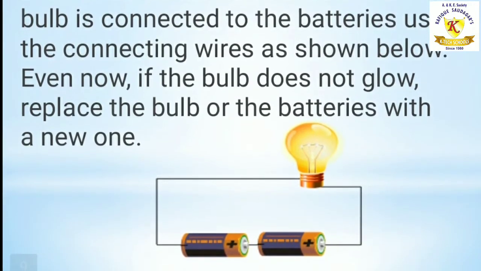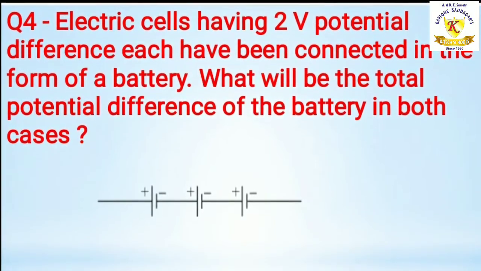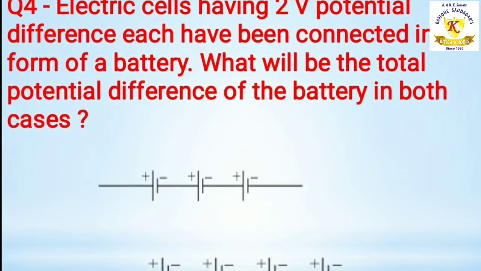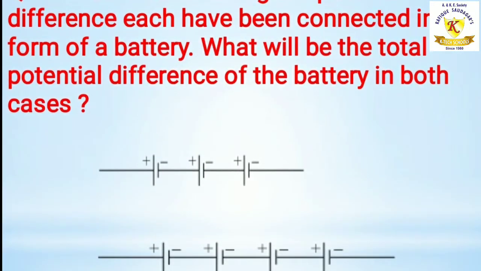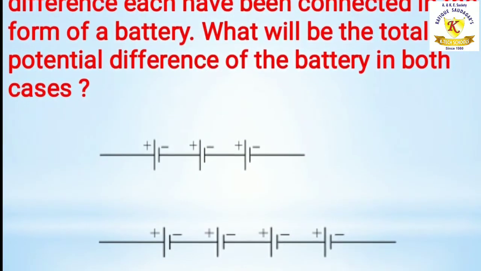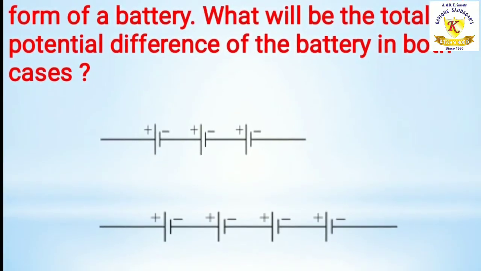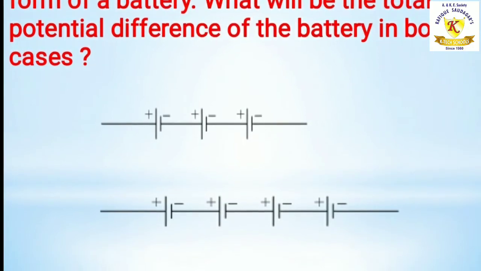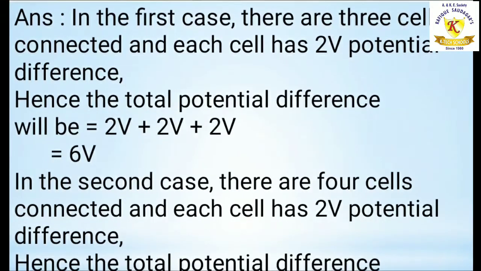Question number 4. Electric cells having 2-volt potential difference each have been connected in the form of a battery. What will be the total potential difference of the battery in both the cases? Here two cases are given where in the first 3 cells and in the second 4 cells are connected. Let's see the answer for it.